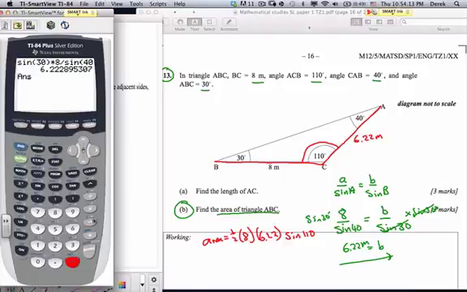I'm going to use my answer for that, and I'm going to be multiplying that by 0.5 times 8 times the sine of 110, close brackets, enter, and I get 23.39. Always work to three significant figures generally, so that's going to be 23.4, and don't forget to put in your unit. That's going to be meters squared would be your value.